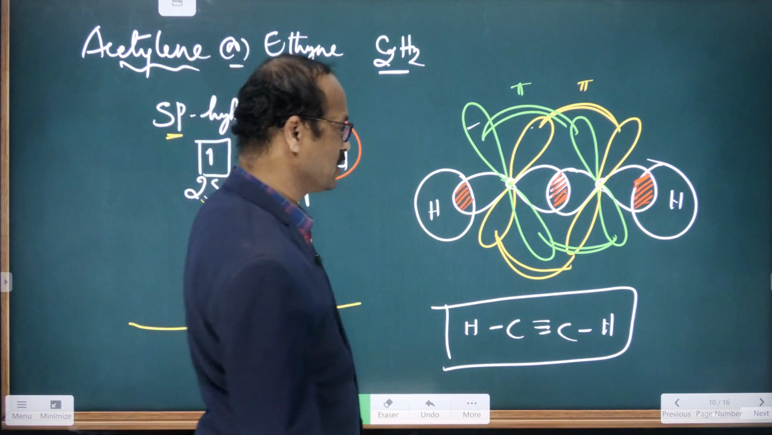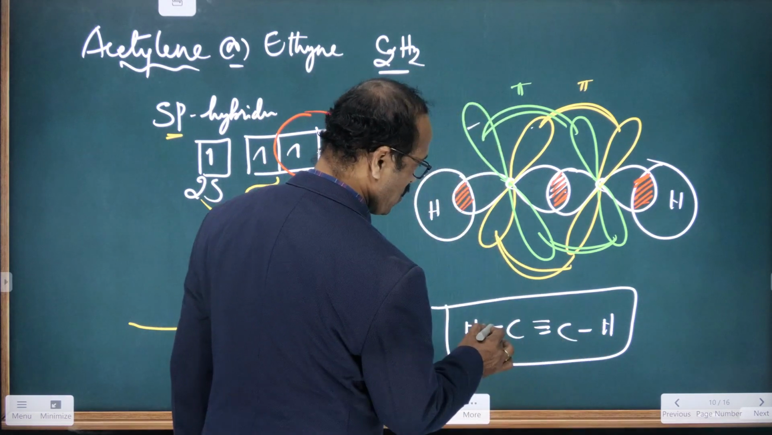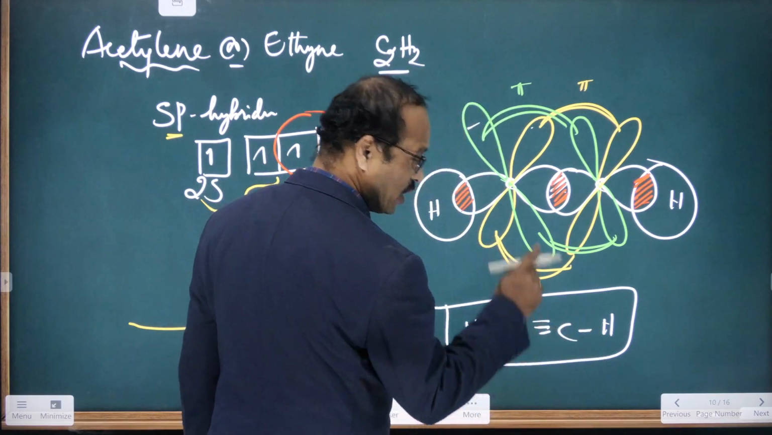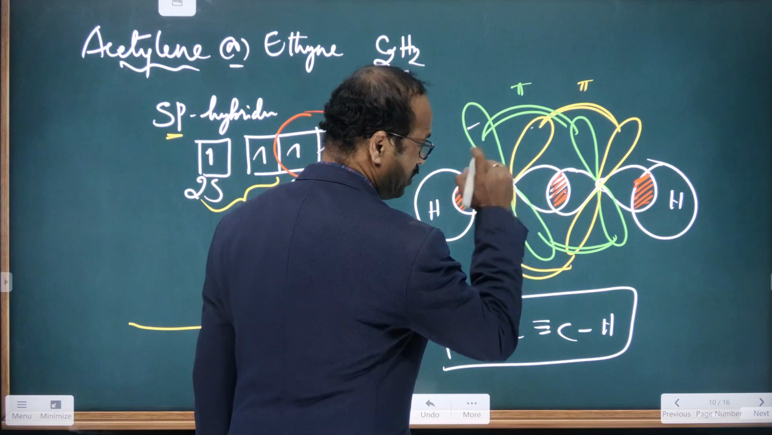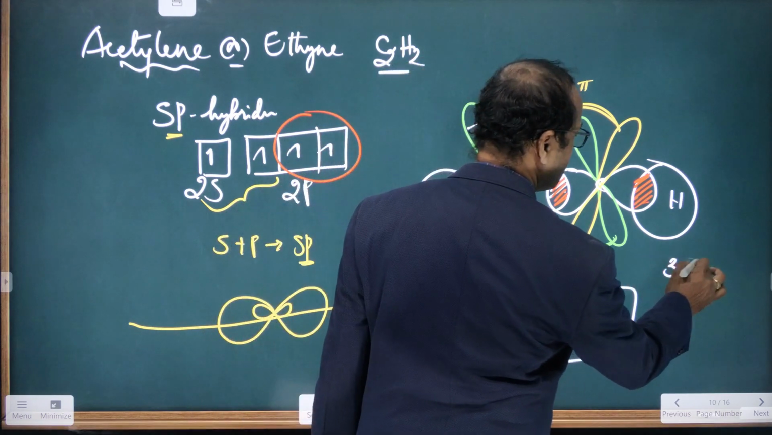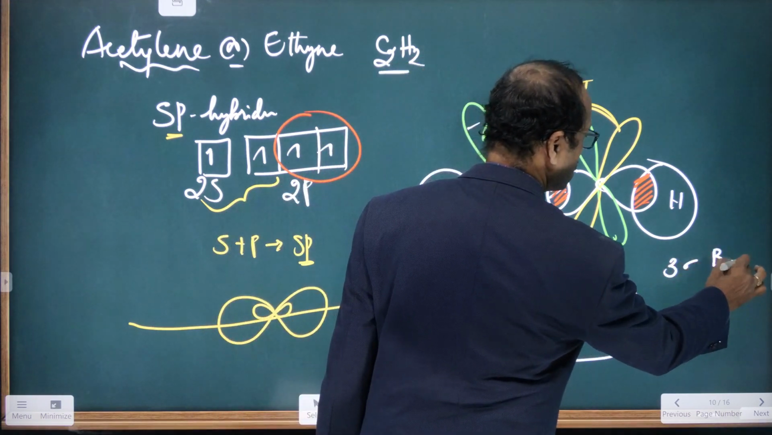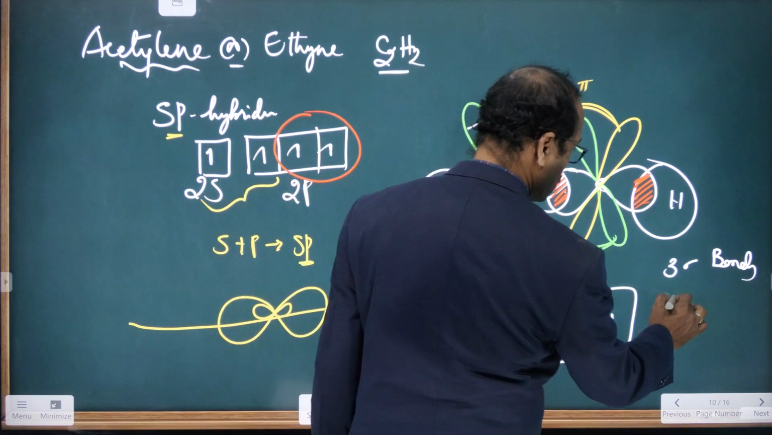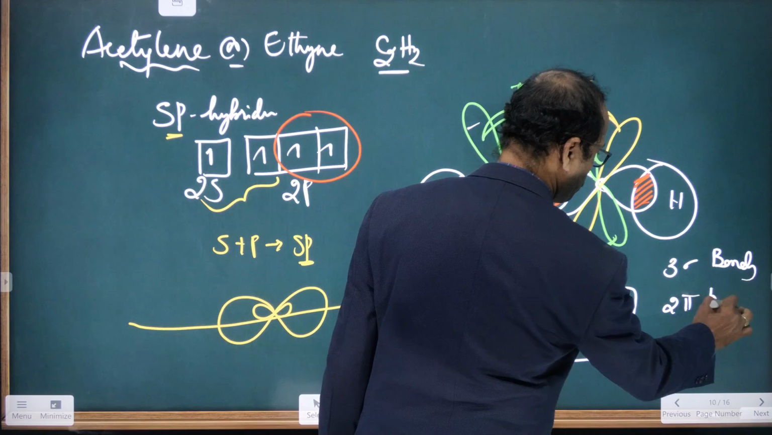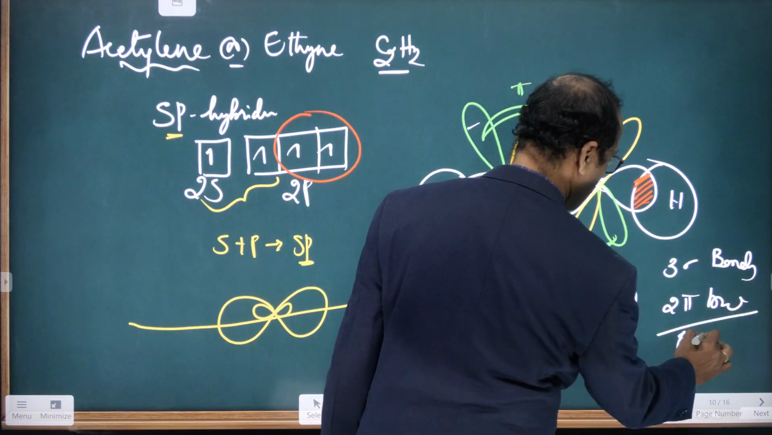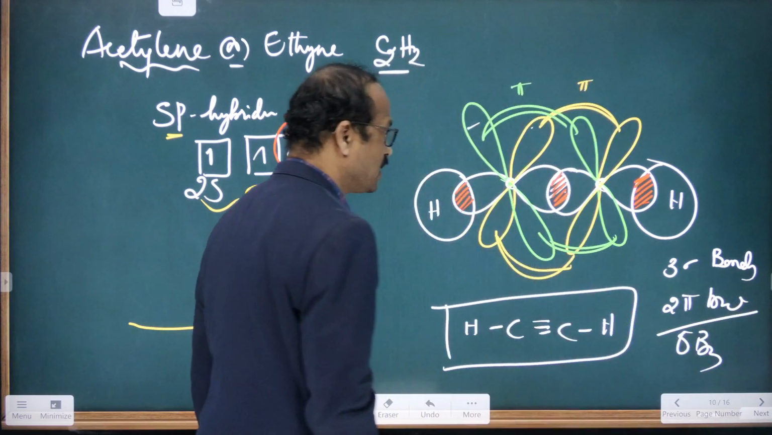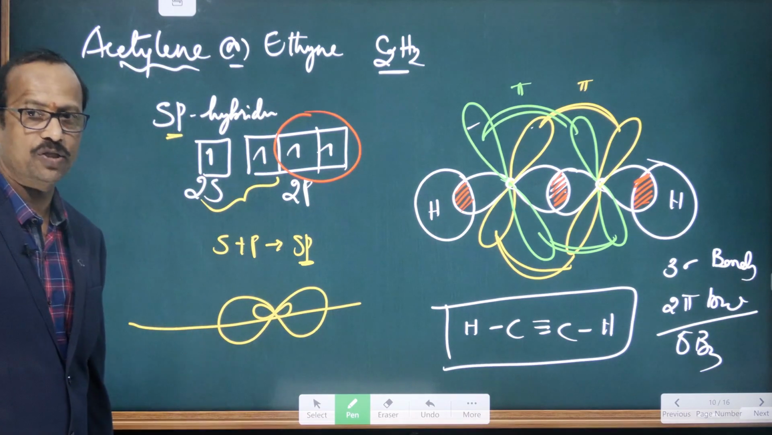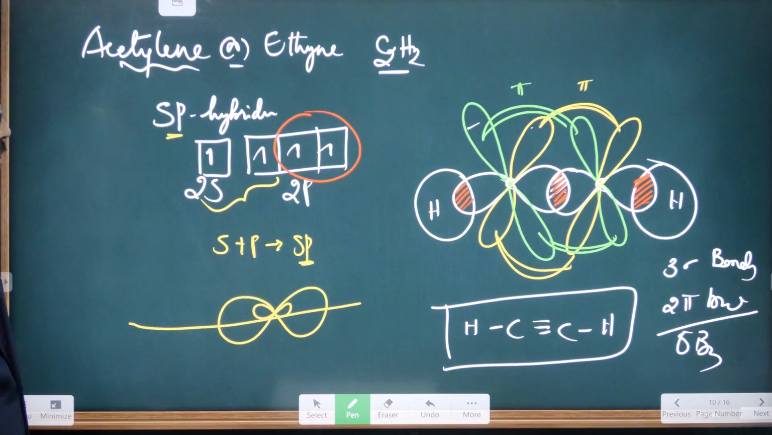But how many sigma bonds are there? Out of the 3 between the carbons, only 1 will be the sigma bond. So there are 3 sigma bonds and 2 pi bonds. So 2 pi bonds. So total number of bonds? 5 bonds. Clear? So that is about the formation of an ethyne molecule.